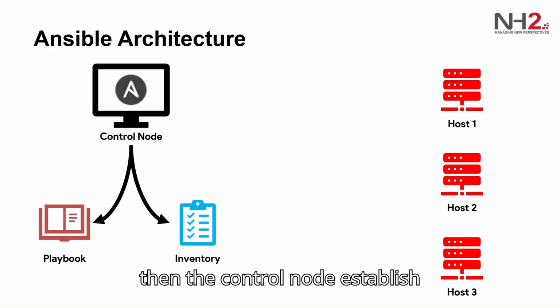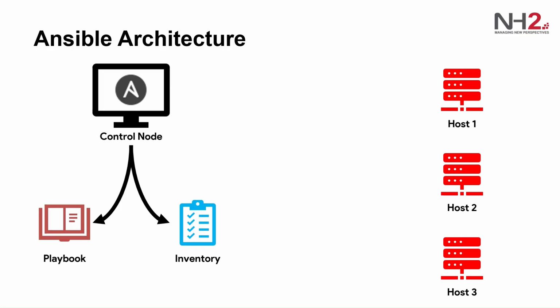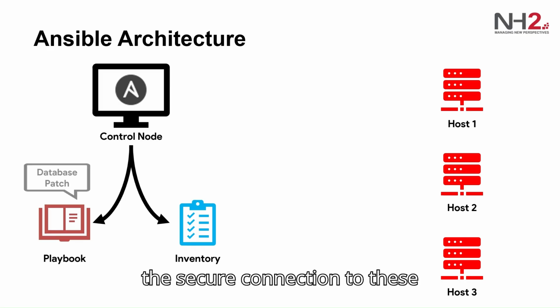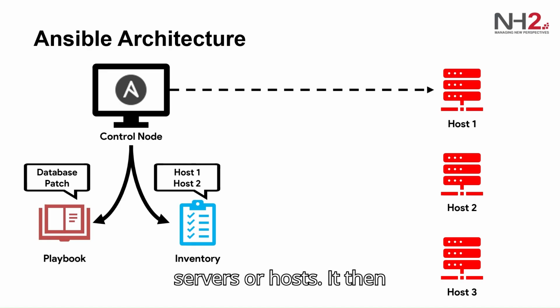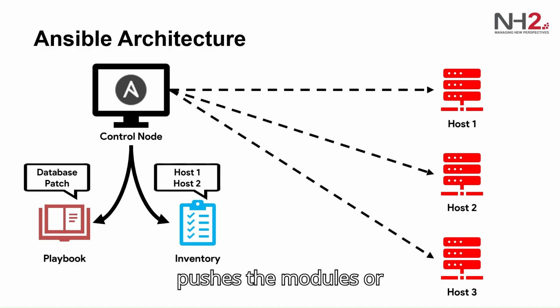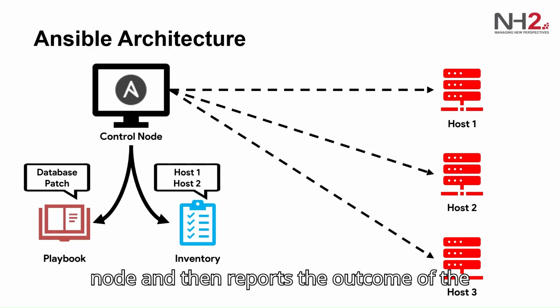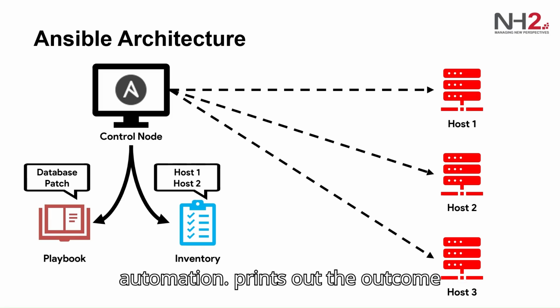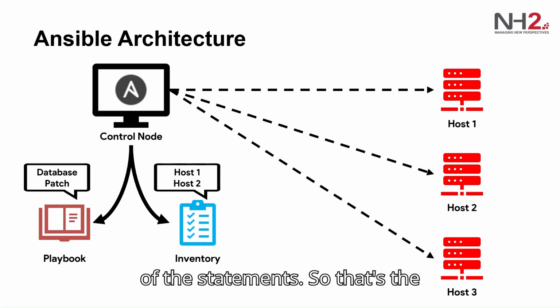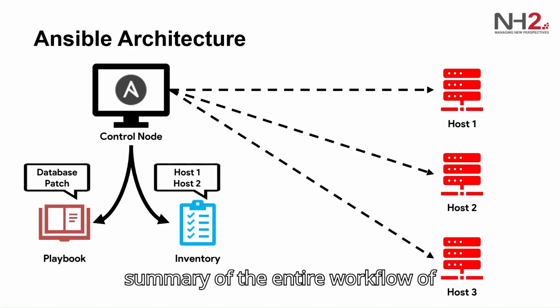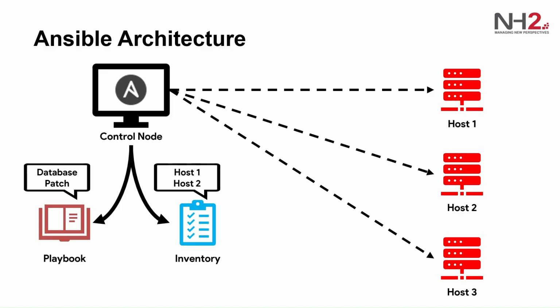And then the control node establishes a secure connection to these servers or hosts. It then pushes the modules or the right commands to the host, all in one streamline. The results are sent back to the control node, which reports the outcome of the automation. It prints out the outcome of the statements. So that's the summary of the entire workflow of Ansible.